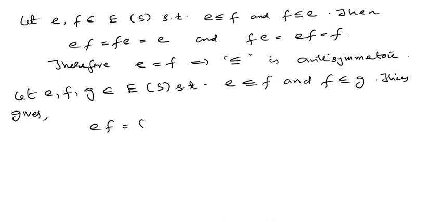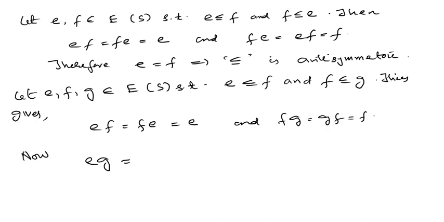EF is equal to FE is equal to E, and FG is equal to GF is equal to F. So we need to see that E is related to G. That means we have to show that EG is equal to GE is equal to E. So now let us start with EG.